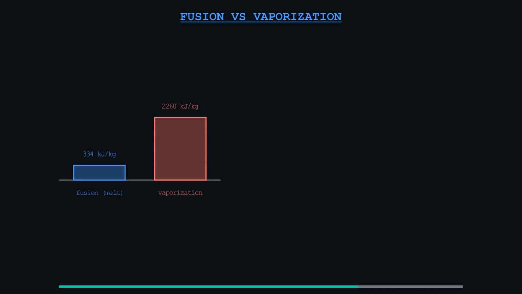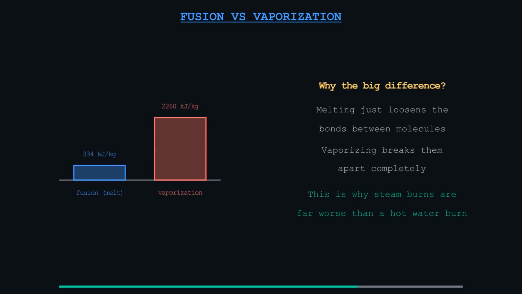Not all latent heat values are equal. For water, melting takes about 334 kilojoules per kilogram, but vaporizing takes about 2,260. Melting only loosens the bonds between molecules, while vaporizing breaks them apart completely, which takes far more energy. That is why a steam burn is so much worse than a burn from hot water at the same temperature.